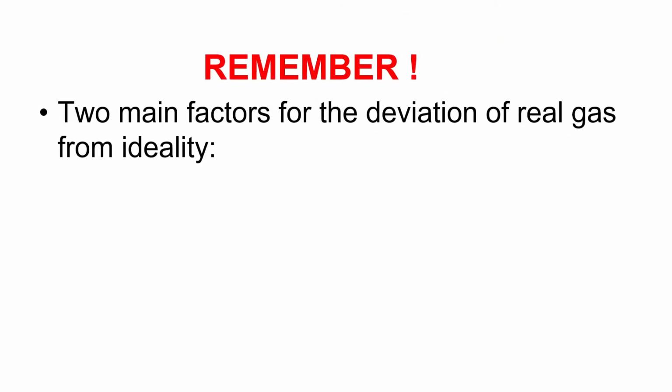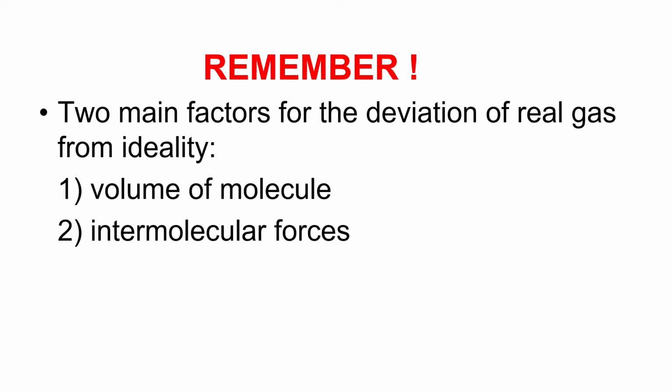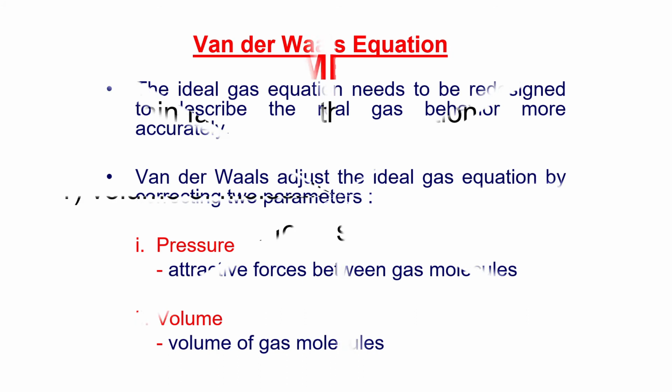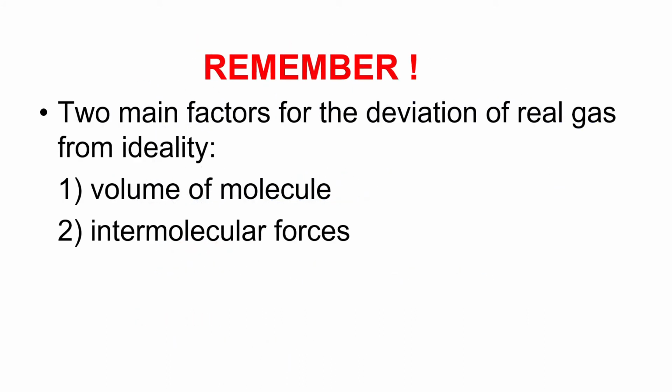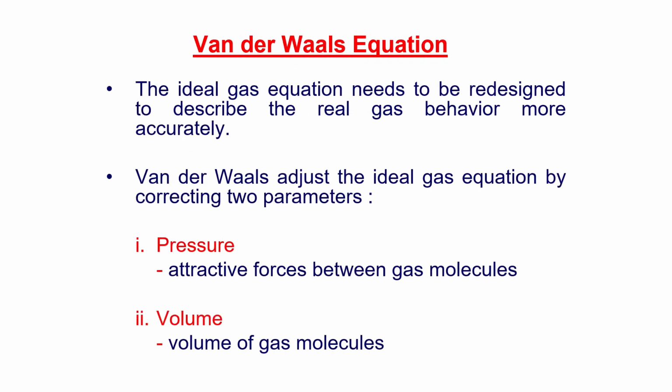But remember, two main factors for the deviation of real gas from ideality. The first one is volume of molecules. Second one is intermolecular forces. So dua ini adalah merupakan faktor yang sangat penting untuk deviation real gas daripada ideal gas. Alright, so Van der Waals equation is the ideal gas equation redesigned to describe the real gas behavior more accurately. Jadi kita akan gunakan ideal gas equation tadi untuk redesign dan membentuk Van der Waals equation, the one that I showed you earlier.